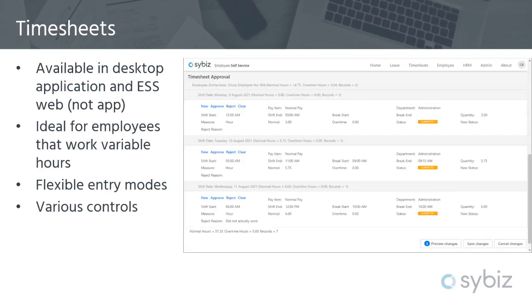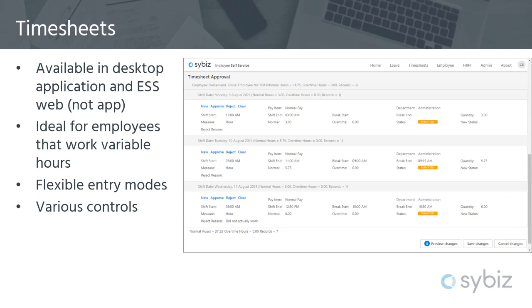So just a little bit on the timesheets. It's available in the desktop application and the ESS website, so not the app at this point in time. Just making that distinction there. It's really pitched at those employees that work variable hours, but it can be used in various other applications as well. And you do have flexible entry modes. You can enter on the basis of just the quantity of hours or a specific time to and from. You can enter breaks explicitly or just by a quantity as well, and a few other little bits and pieces as far as the flexibility is concerned there.